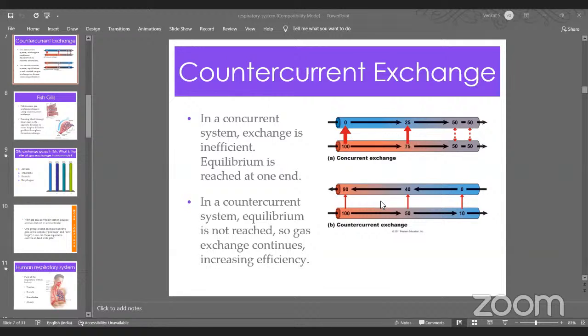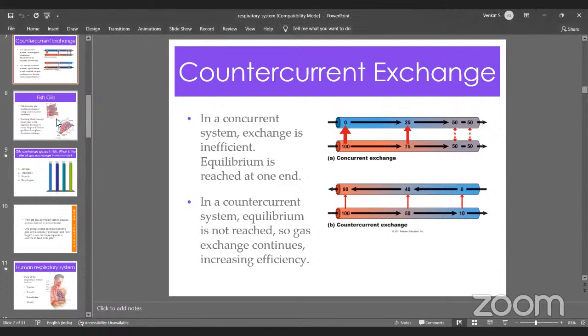Concurrent exchange and countercurrent exchange differ in this way: this is the 100 ratio, this is the 80 ratio. In a concurrent system, exchange is inefficient because equilibrium is reached at one end. In a countercurrent system, equilibrium is not reached, so gas exchange efficiency increases. This is the difference between countercurrent and concurrent exchange.